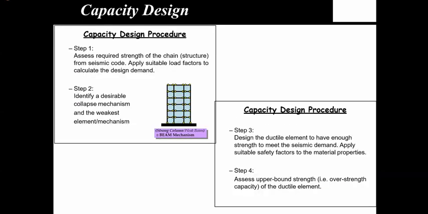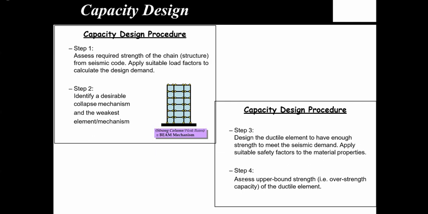So if I have to list the steps we follow in our capacity design, first step, assess required strength of a structure from seismic code, apply suitable load factors to calculate design demand. And the second step is identify desirable collapse mechanism and the weakest element mechanism, which is a beam mechanism, right? Step 3, design the ductile element, in this case beam, to have enough strength to meet the demand, and apply suitable safety factors to the material properties, right?